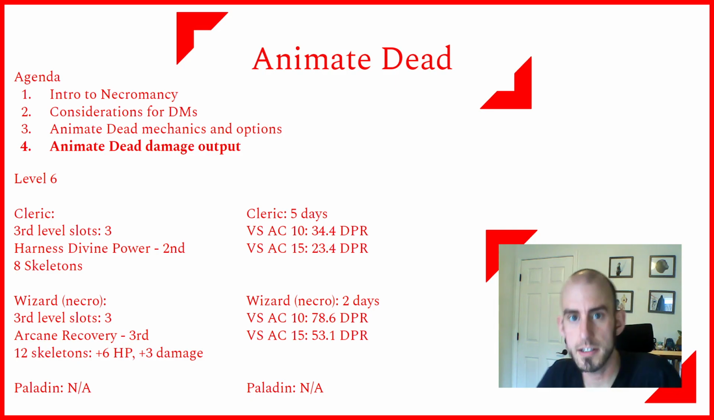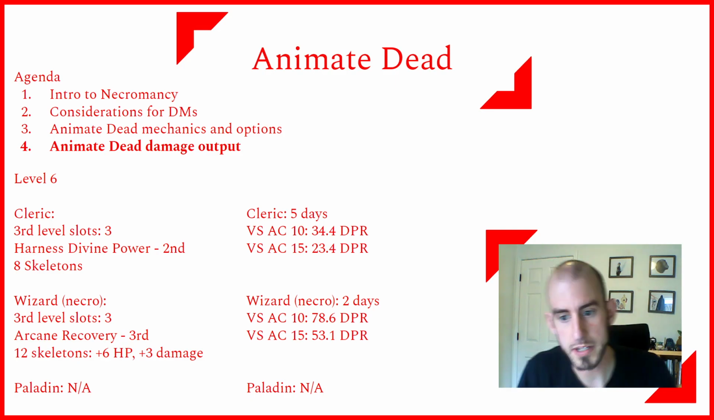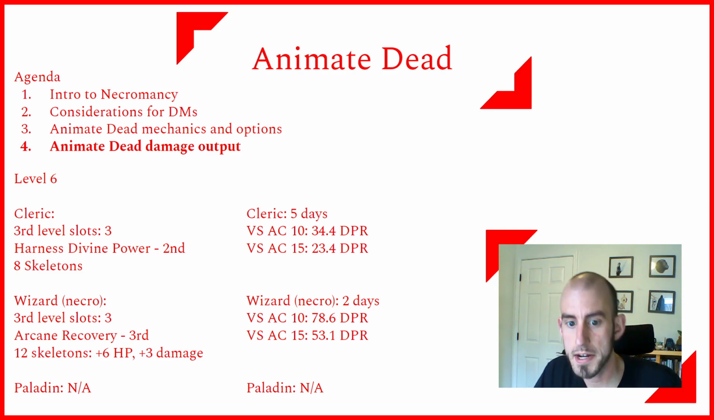Now, the way that I'm calculating these numbers is I'm assuming we're using all of our spell slots of 3rd level or higher, except for 1, to maintain our army. So we would be using 2 of our 3rd level slots to maintain our army here, and so that gives us 2 times 4 or 8 skeletons, and it would take us 5 total days to raise that kind of army. Now, a group of 8 skeletons would do 34.4 DPR against an armor class of 10, and against an armor class of 15, it would be 23.4.